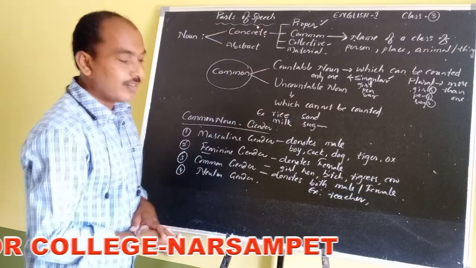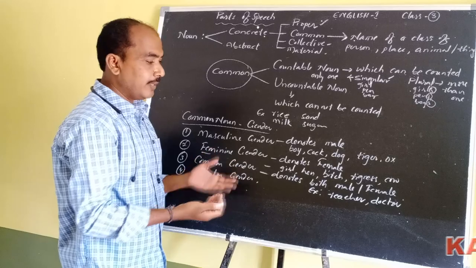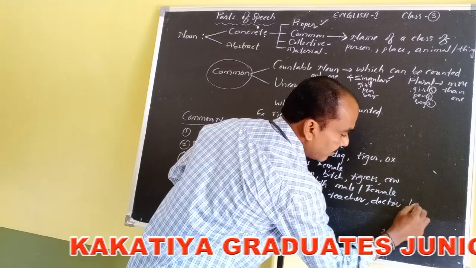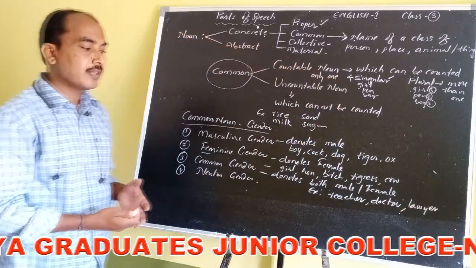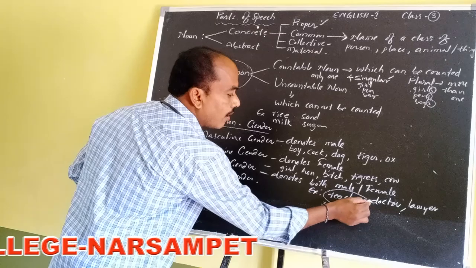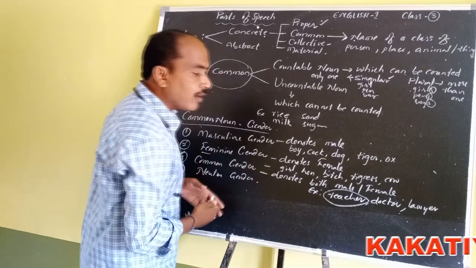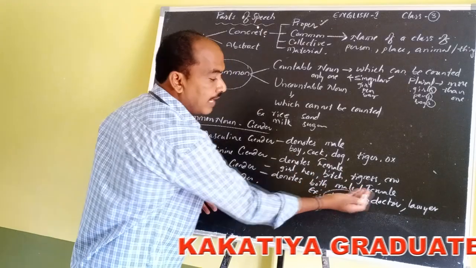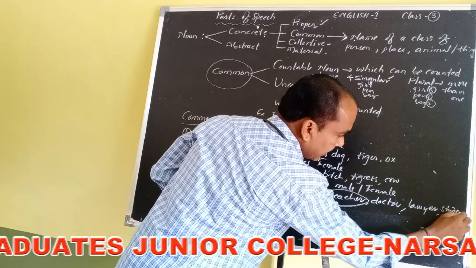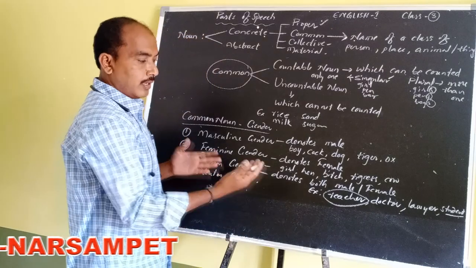A male is also called a teacher. A female is also called a teacher. Doctor: it can be used for both, whether male or female. A female is also called a doctor. A male is also called a doctor. Liar is also the same. A lady is also called a liar and a male is also called a liar. This noun is very common for both male and female. That's why it is called a common gender. You know, student, whether girl student or boy student, we call them just a student.